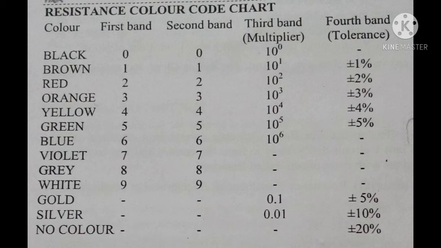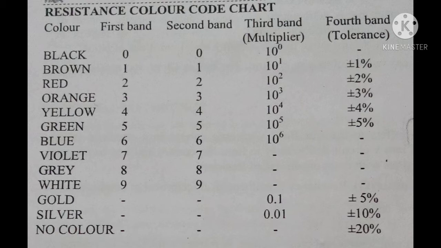That are 10 to the power 0 for black, 10 to the power 1 for brown, 10 to the power 2 for red, 10 to the power 3 for orange, 10 to the power 4 for yellow, 10 to the power 5 for green, 10 to the power 6 for blue. And also the multiplier for gold and silver, that is 0.1 for gold and 0.01 for silver, and there is no number for no color. Similarly, in first band and second band, gold, silver and no color have no digits.